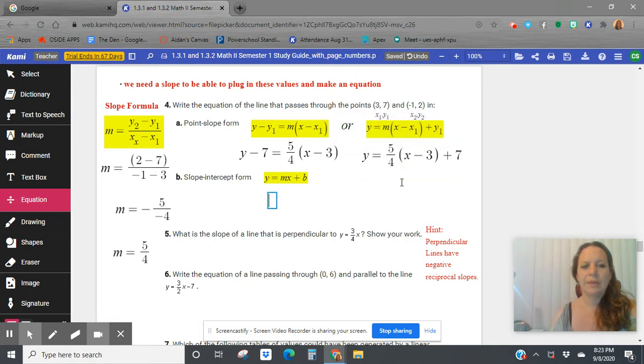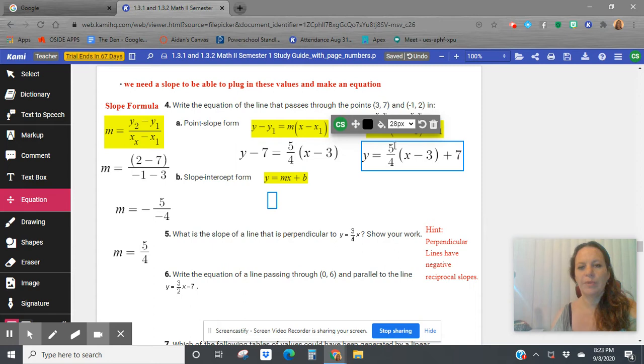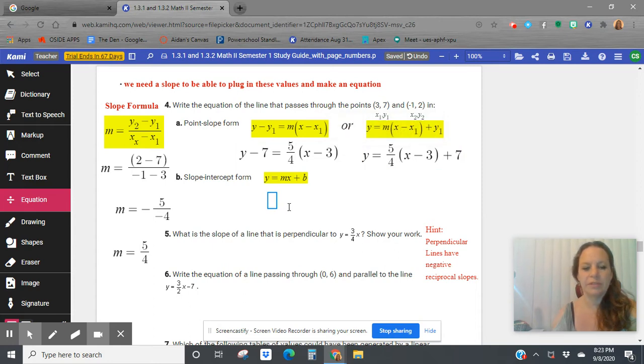Now the slope-intercept form would be if I distributed this all the way through. So 5/4 times negative 3 would be negative 15/4. So y equals 5/4 x minus 15/4. So that's distributing this right here.